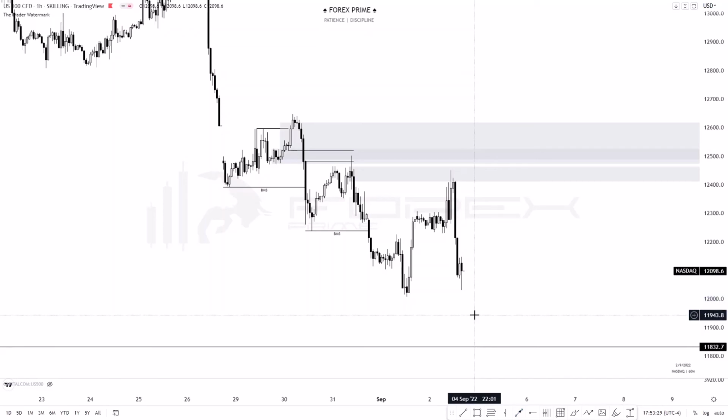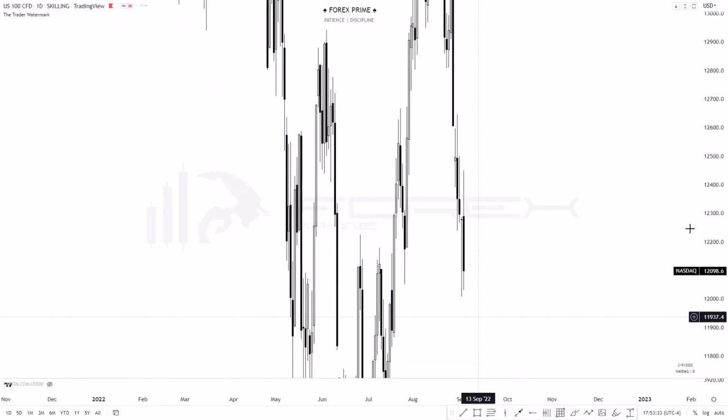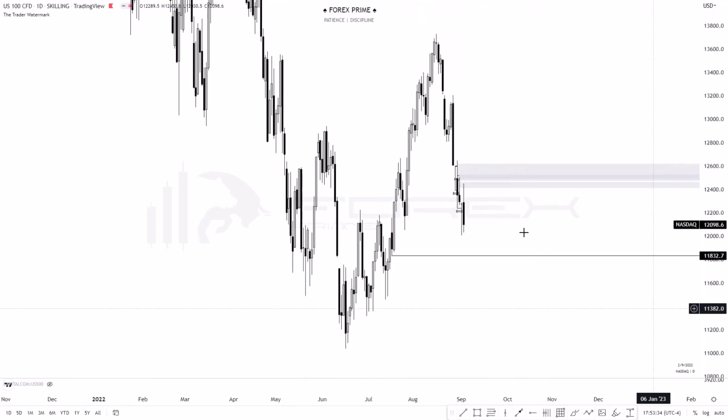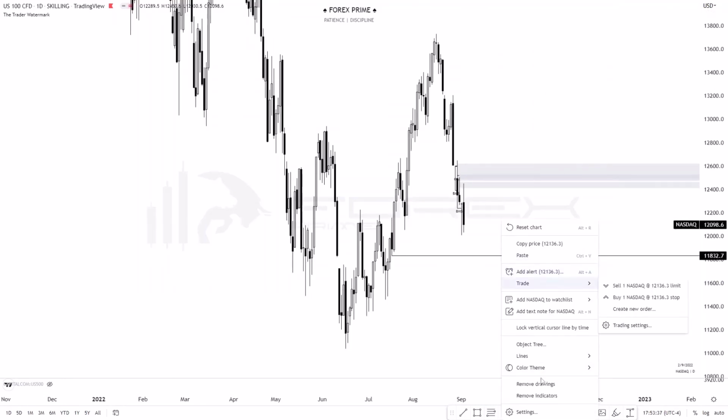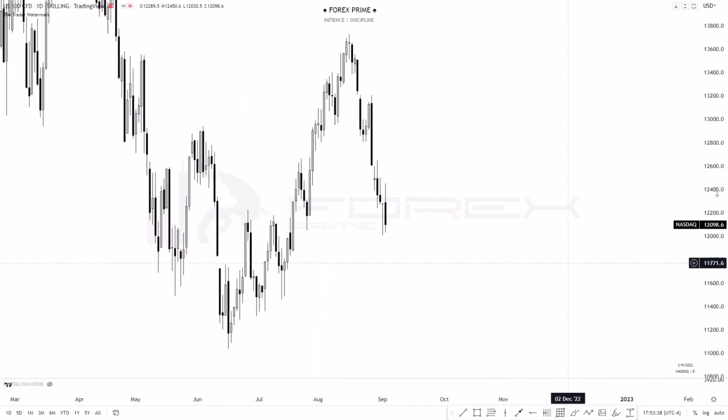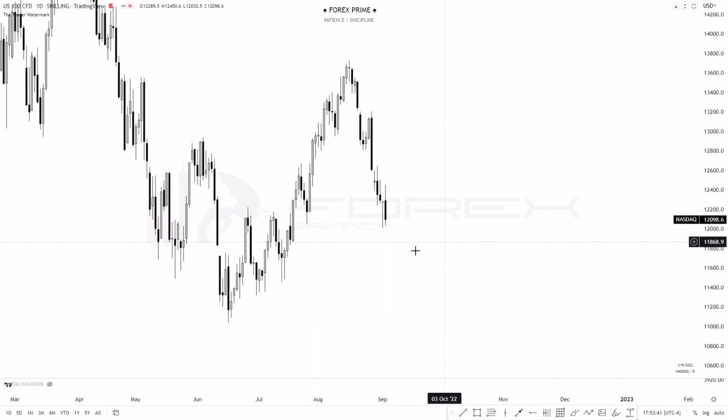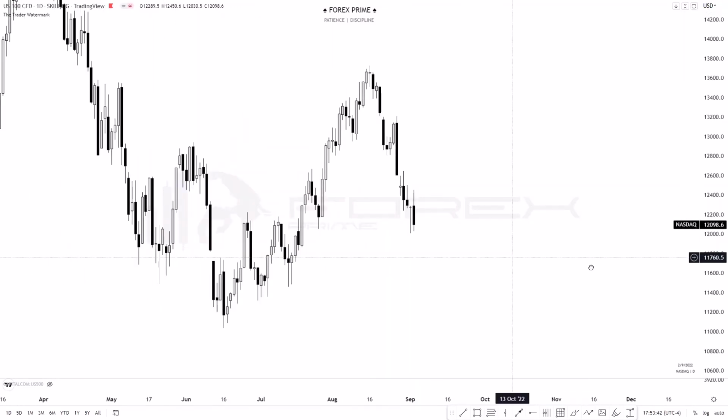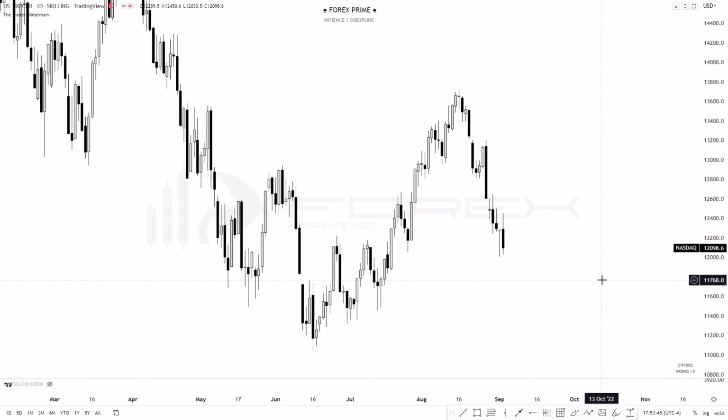That is just my view on Nasdaq and what we can possibly expect. Let's see what the market gives us, and I'll keep you guys updated on the Telegram channel.